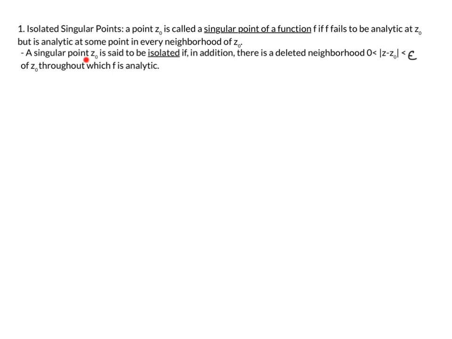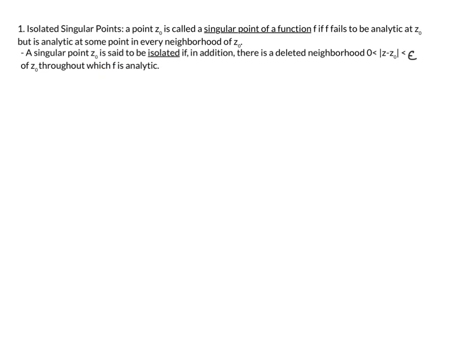A singular point now is said to be an isolated singular point if, in addition to being a singular point, there is a deleted neighborhood where the modulus of z minus z naught is less than epsilon, and now instead of greater than or equal to 0, we have strictly, the modulus of z minus z naught is strictly greater than 0. That gives you the deleted neighborhood of z naught throughout which f is analytic.